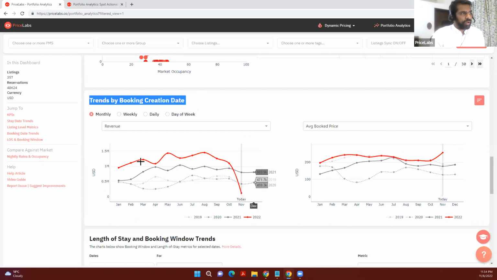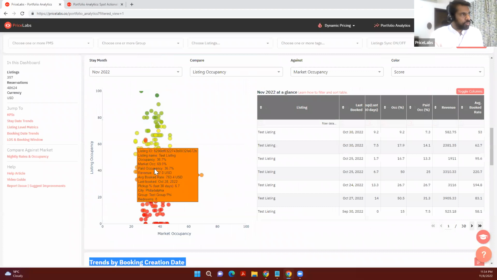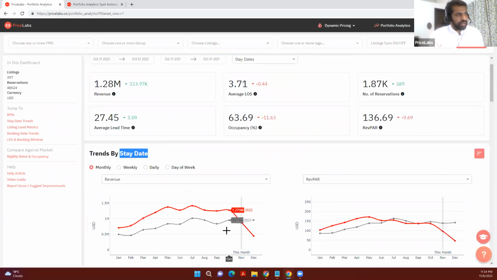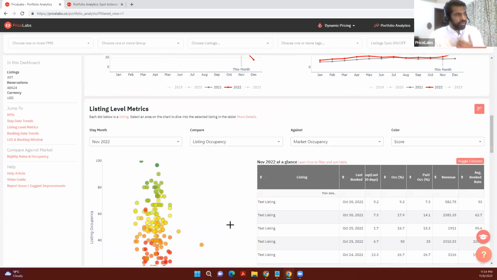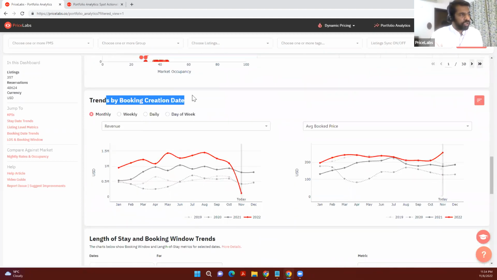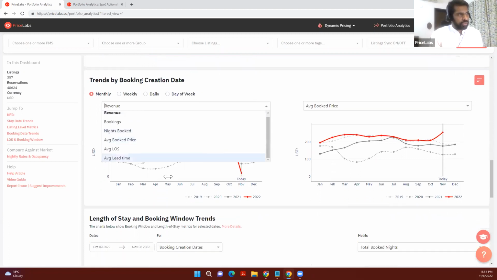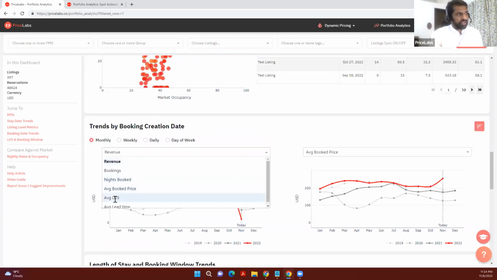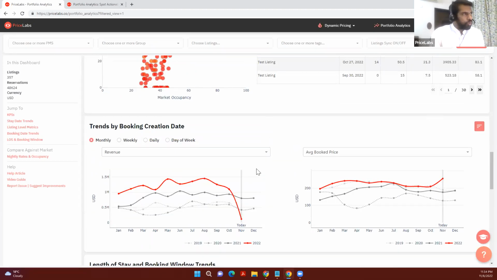Also, when you look at booking creation dates, it can help you understand the velocity of booking. The difference between these two graphs: this one is by stay date, which is in October, what stays have happened, versus scrolling down, this is by booking creation date. So in October, how many bookings have come in for any future periods? Could be just the next day, but could also be 2023. So it helps you understand how your properties are pacing as well. And in this also, you can double click and see various kinds of graphs. You can also see average LOS, average book price, etc. Cool.